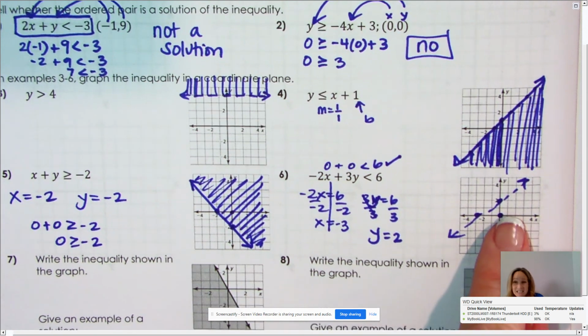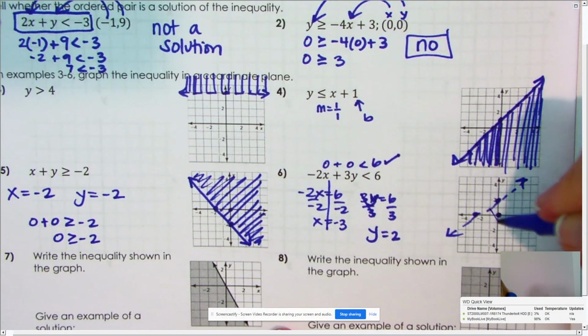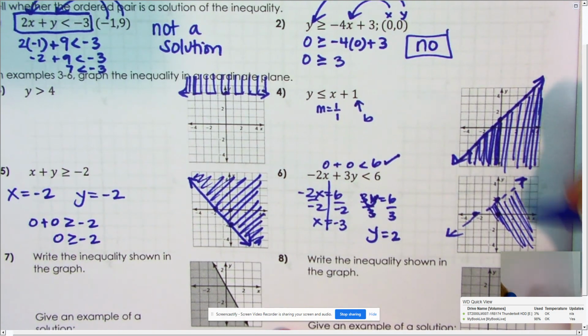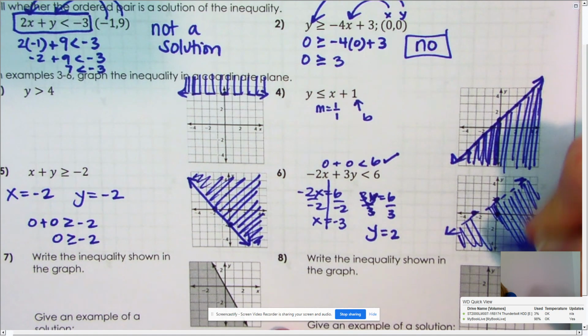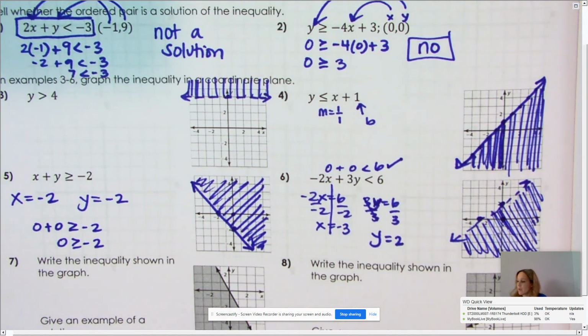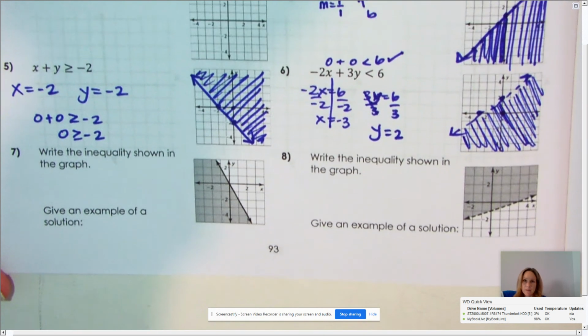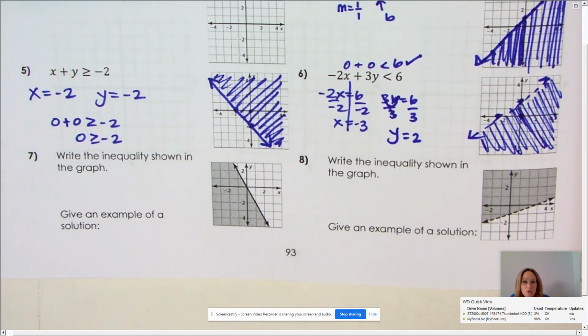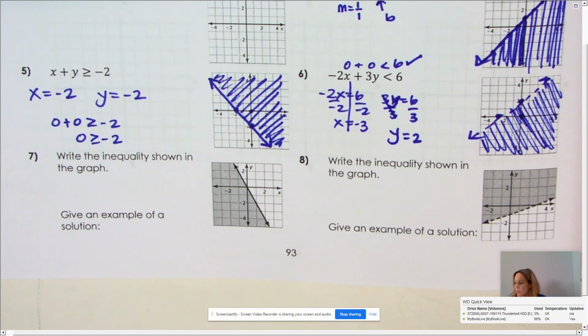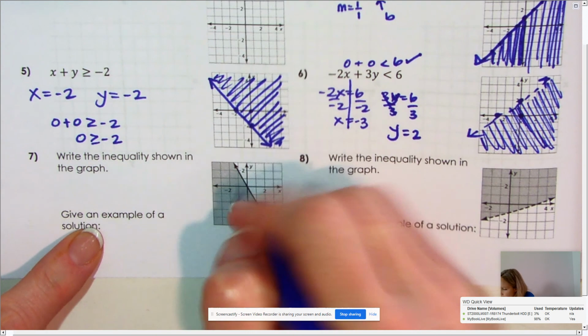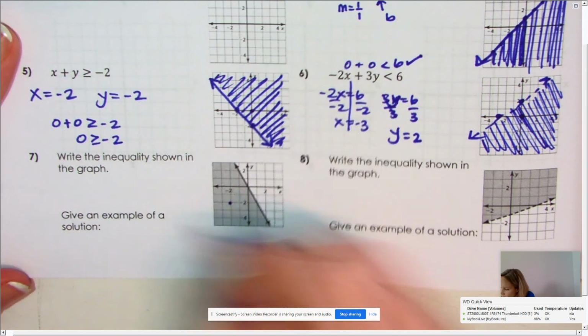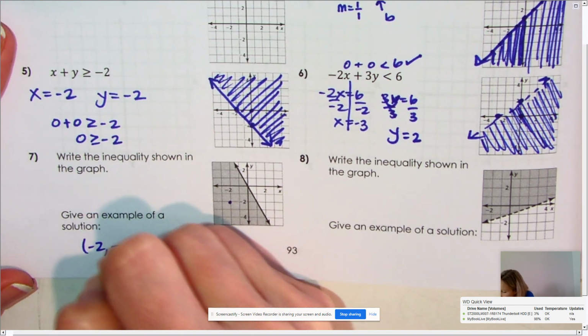So if this is part of the solution, that means I need to shade in the direction that would include that point 0, 0. Okay, question number 7. This one says, write the inequality shown in the graph and then give an example of a solution. Okay, well, I'm going to give an example of a solution first. I'm just going to pick a point right there. I'm going to say, okay, that point is -2, -2.